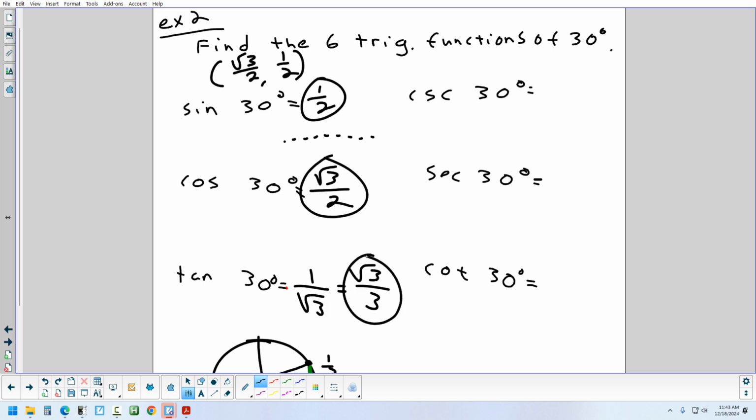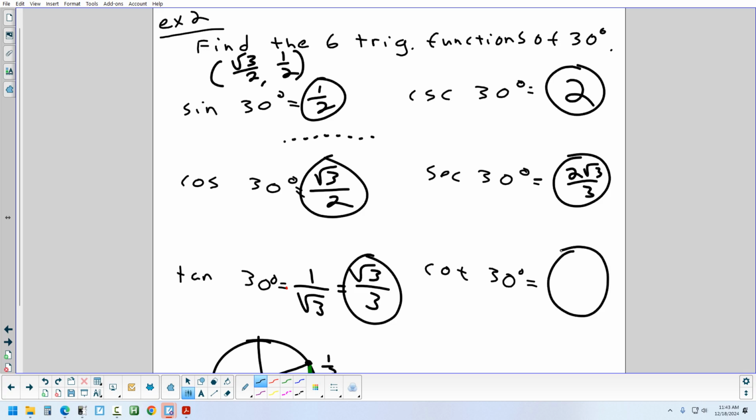What's the cosecant going to be? 2. How about the secant? That's the final answer for secant: 2 over square root of 3, so that'd be 2 square root 3 over 3. Yep. And how about the cotangent? That would be 3 square root 3 over 3, so it's just square root of 3.